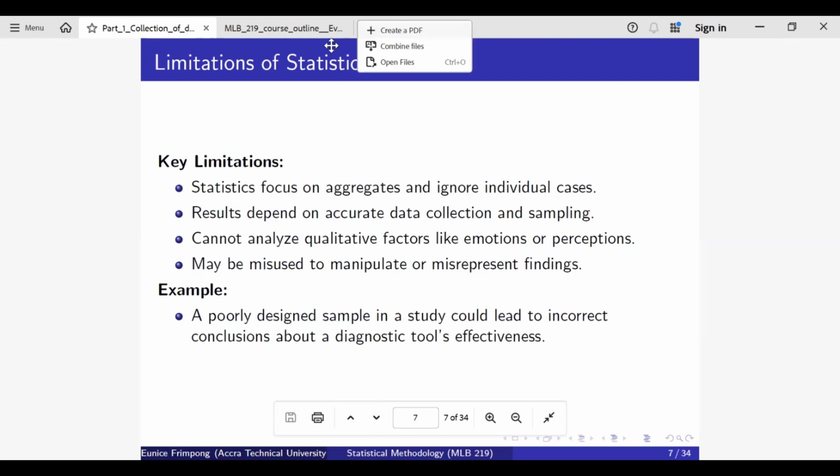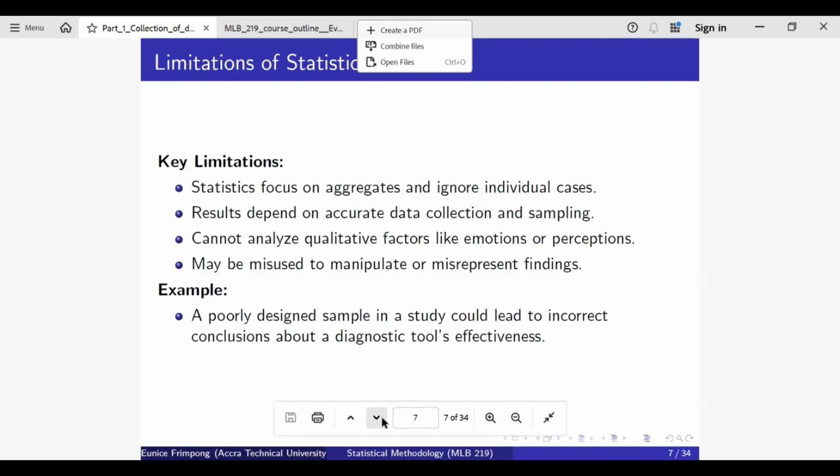Another limitation is that the results depend on accurate data collection and sampling. If you are doing statistics, and you do not collect the right data, or you make mistakes in collecting the data of the sample, your entire results will be flawed because you're making decisions based on a wrong or faulty foundation. The foundation is the data collection.